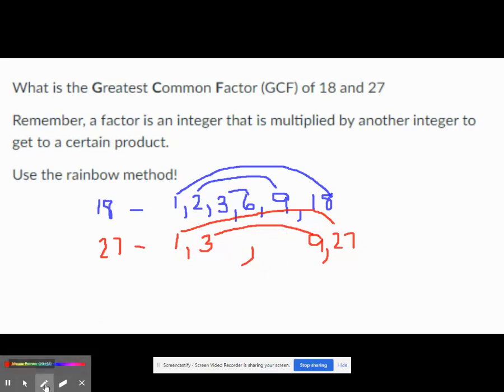Now we just need to look for the largest factor that these two have in common. So we look 27 and 18. They are not in common, but look at our next set of factors. 9 and 9. That is the largest one that these two integers have in common. So our greatest common factor of 18 and 27 would be the number 9. That's our greatest common factor, or GCF.